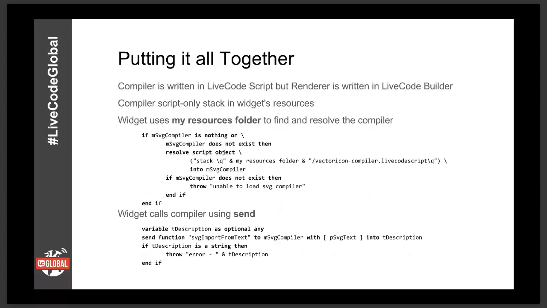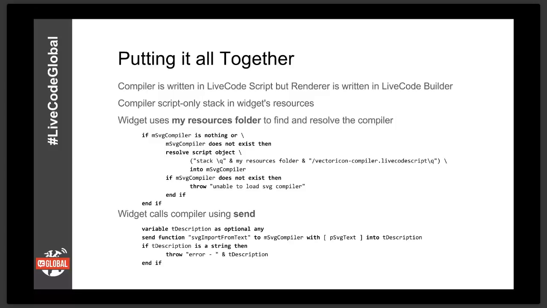Okay, so let's briefly talk over the final bit here, which is obviously that the goal was to produce a widget. We've got the SVG compiler, which is LiveCode script, and we've got the metafile interpreter, which is written in LiveCode Builder. We want to merge the two together and produce a widget. So the question is, how do we do that? Well, the compiler is a script-only stack, and we put that in the widget's resources folder. We then use a new bit of syntax that was introduced quite recently, in DP 9, or DP 8 I think, which is my resources folder. This allows you, inside your widget, to find your resources folder, which is unique to your widget. Then it can use that to find and resolve the compiler.